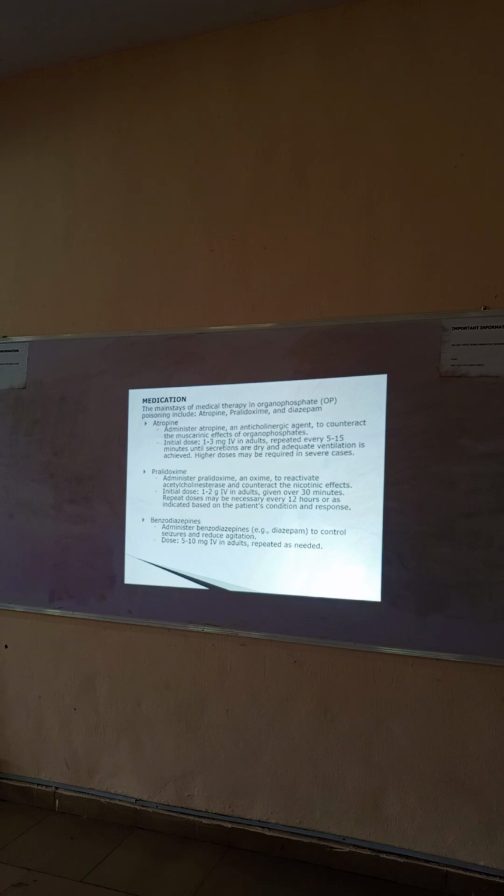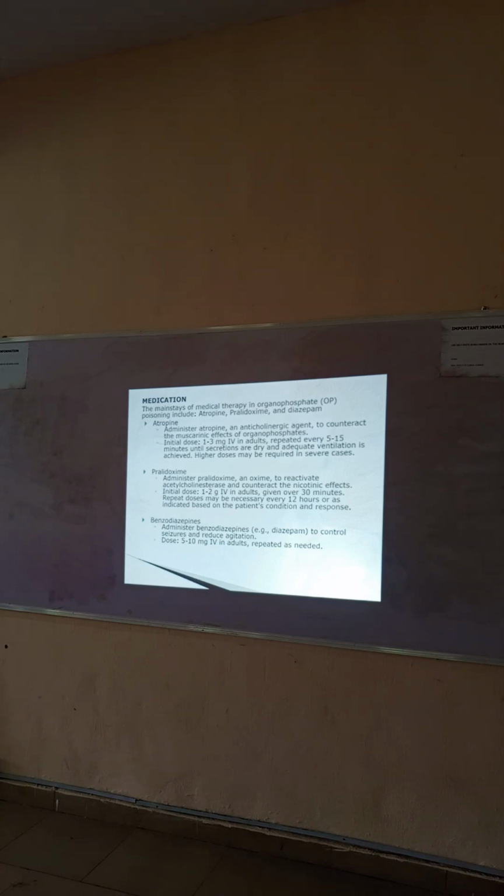So they administer atropine, which is an anticholinergic agent, to counteract the muscarinic effects of organophosphate poisoning. The initial dose is 1 to 3 milligrams IV, which is repeated every 5 to 15 minutes until drying of secretions and adequate ventilation is achieved. High dosage may be required in severe cases.